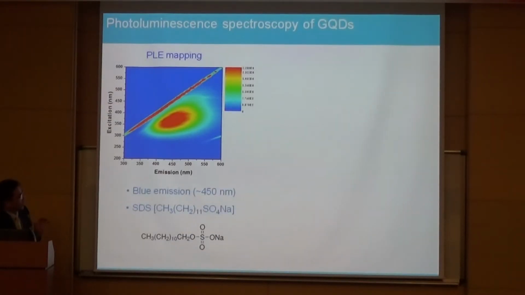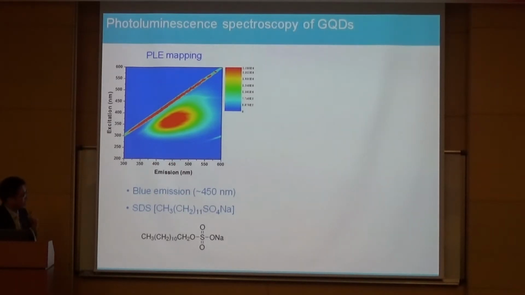Okay. To prove that, for the optical study, we do the PLE mapping. This is a photoluminescence excitation, which means that this scale is emission and this is excitation. So we change the excitation and collect the emission spectrum and generate a PLE mapping here. For the SDS as the electrolyte, we can see the mapping here. As you can see, the maximum emission is around 430, which is the blue emission.